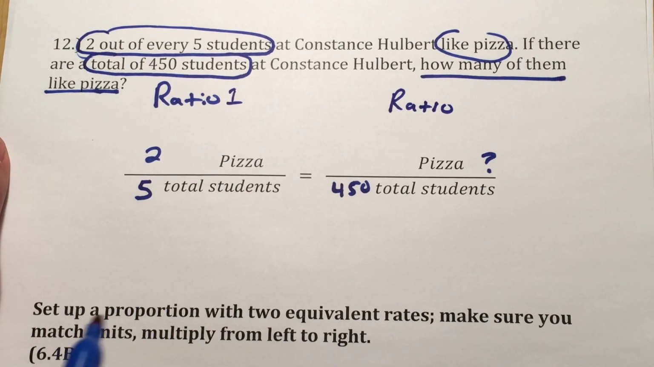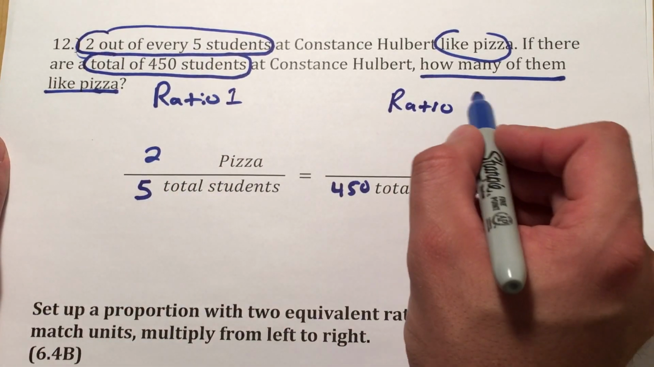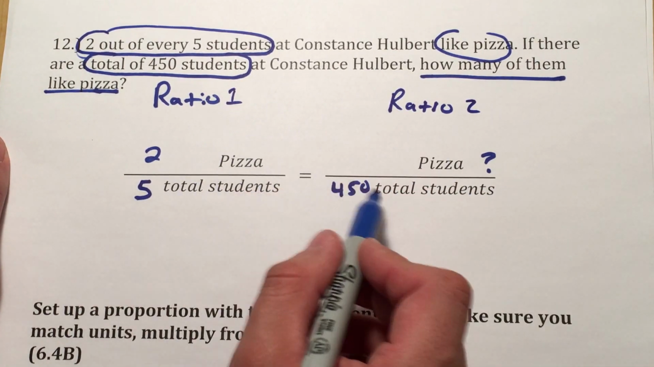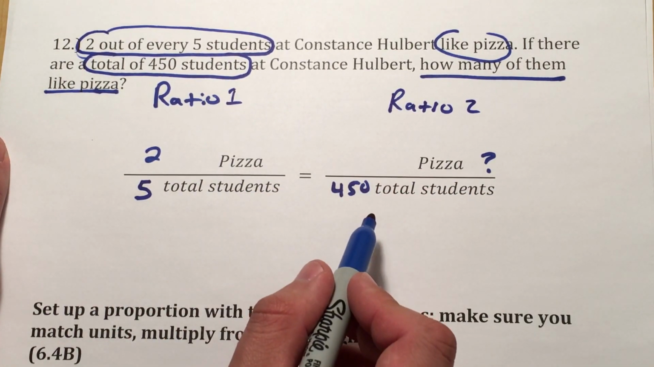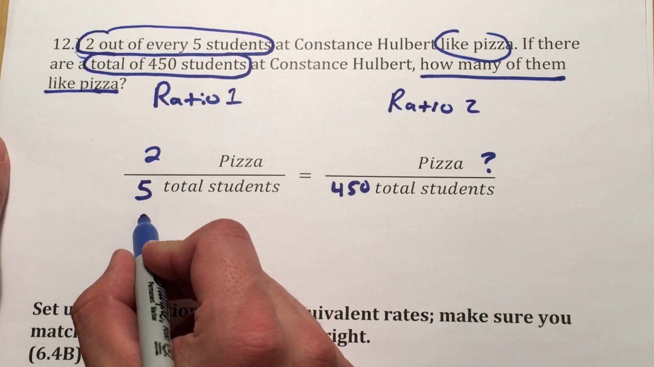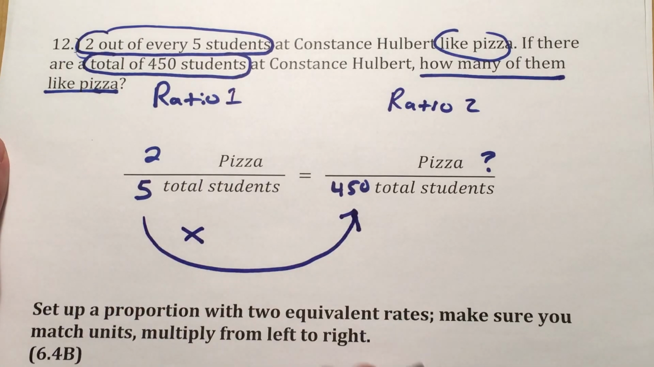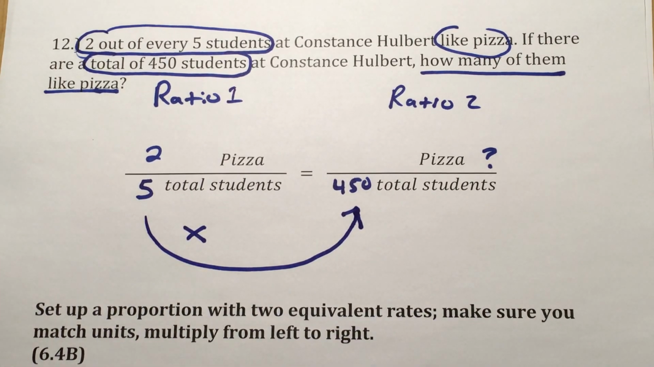There are several ways, maybe like 3 or 4 ways, that we can solve this problem. But I'm going to show you guys one way through this video. And the way that we're going to solve this proportion is we're going to look at these two ratios as if they were fractions. So how do we get from 5 to 450? 5 times what number is going to give you 450?